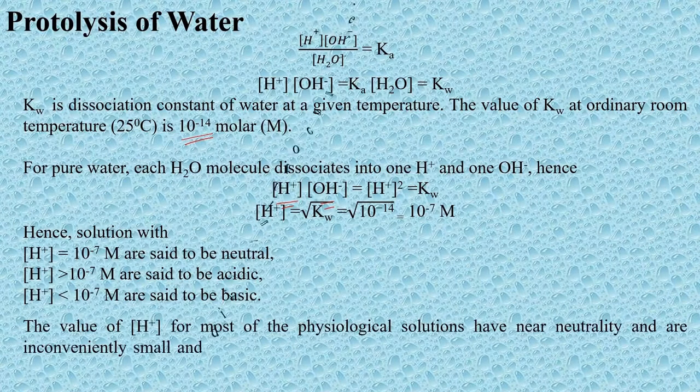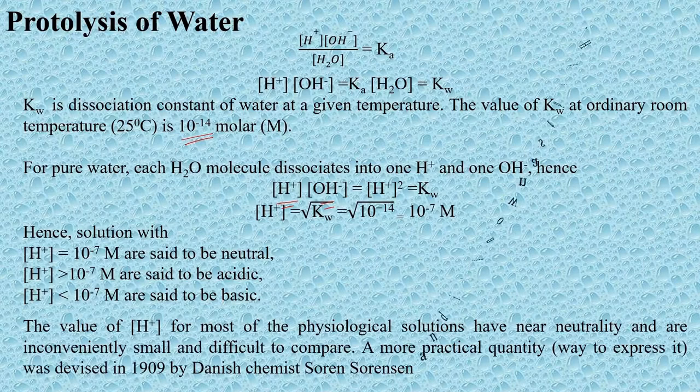The H+ concentration for most physiological solutions, for example our blood sample, is near neutrality and is inconveniently small and difficult to compare. As the physiological solution's H+ value is so small and very near each other, it is very difficult to compare.